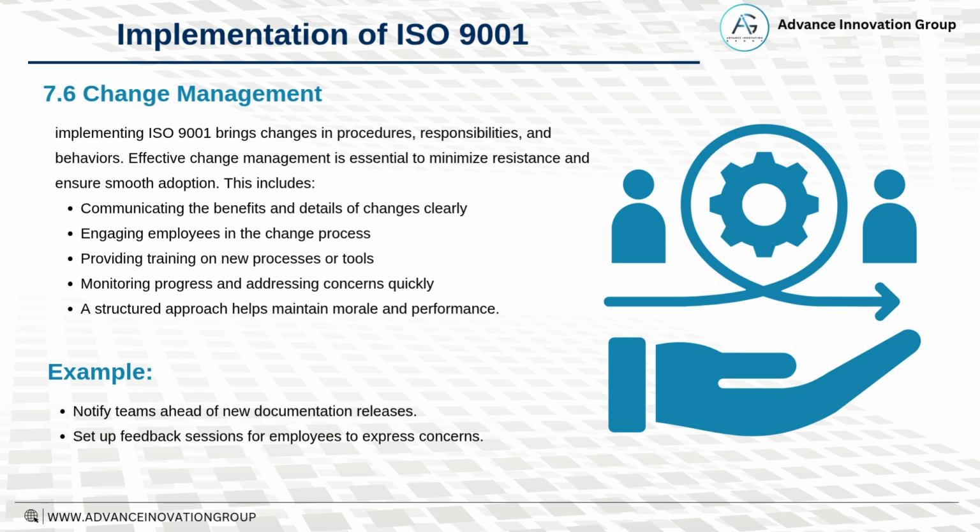Second, involve employees in the change process. Ask for their input, give them ownership, and make them part of the solution. Third, provide the necessary training, whether it's a new tool, a revised SOP, or a changed responsibility. And finally, monitor how the changes are going. Check in with teams, address concerns quickly, and keep morale high. Examples include sending early notifications before releasing new procedures, organizing feedback sessions or Q&A forums for employees.